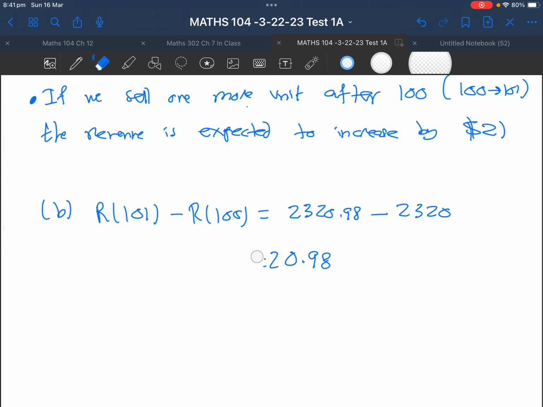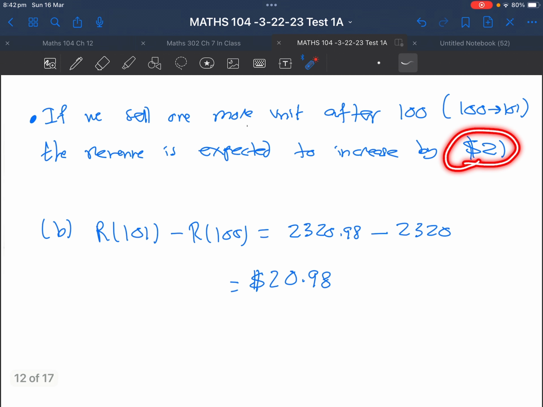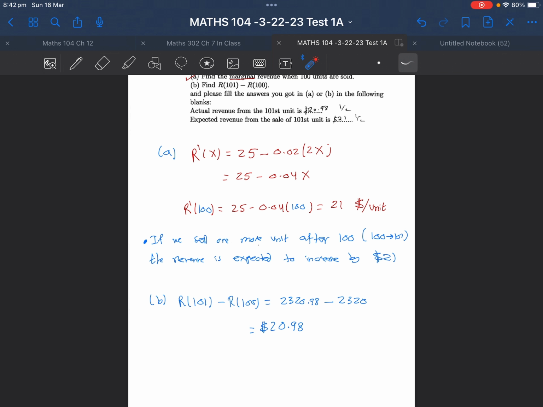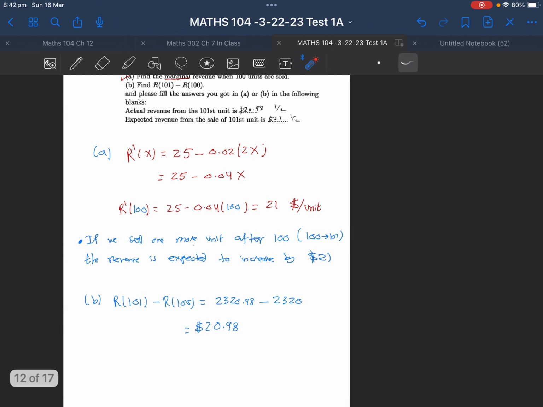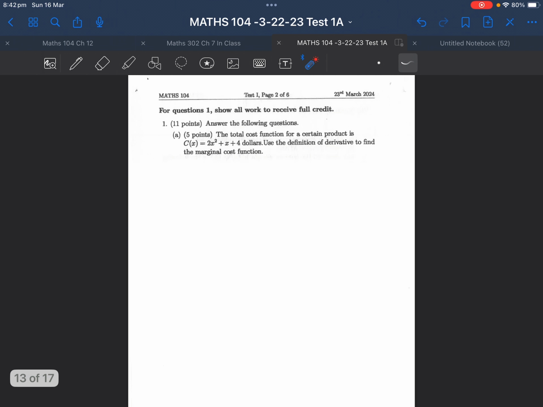It will be this amount here, which is almost equivalent to the $20 we found using the derivative. The exact change will be 20.98, which is almost equivalent to that one. And that's what we have here. Okay. So those are the two answers.